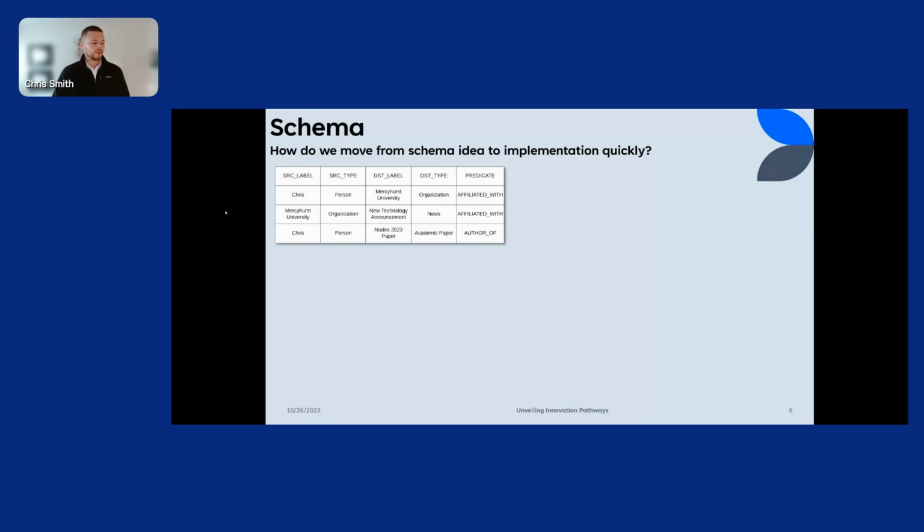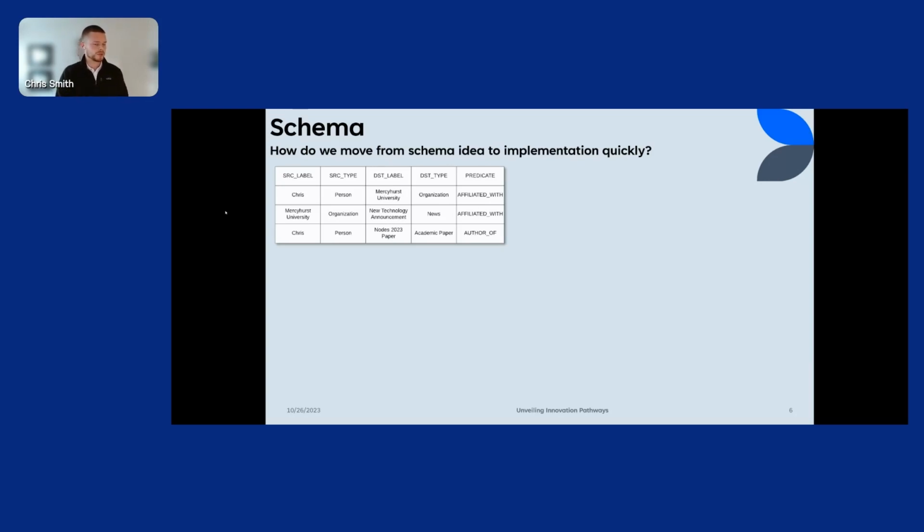So here we have a really simple toy example. We have a source label, source type, destination label, destination type, and a predicate. So these are triples, right? And these represent nodes and edges that ultimately will end up in our graph database. So how do we go about formulating our schema from this flat data? Well, if we look at the source type and destination type columns, we can start to identify what our node types will be.